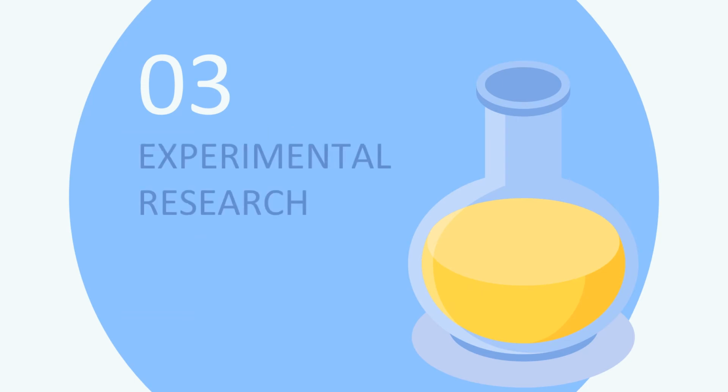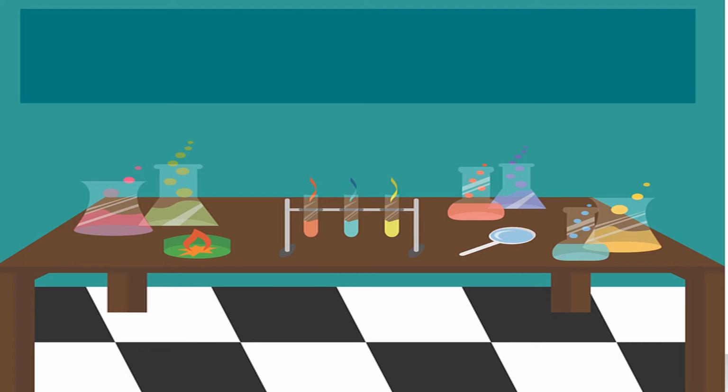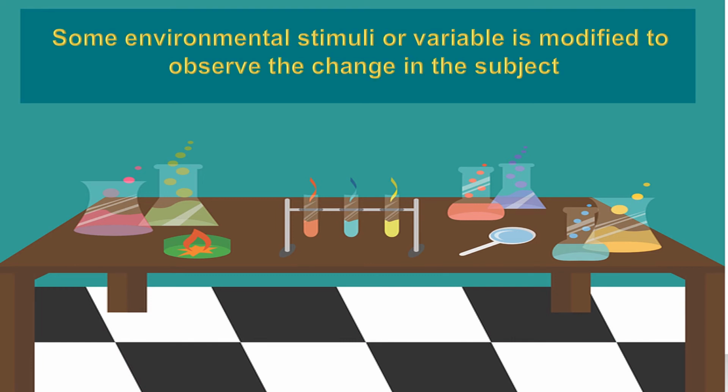Experimental research. In experimental research, the experimenter changes some environmental stimuli or variables to observe the change in behavior of the subject. He controls other factors which might influence the outcome. He then establishes a logical association between the modified factors and the behavior of the subject.